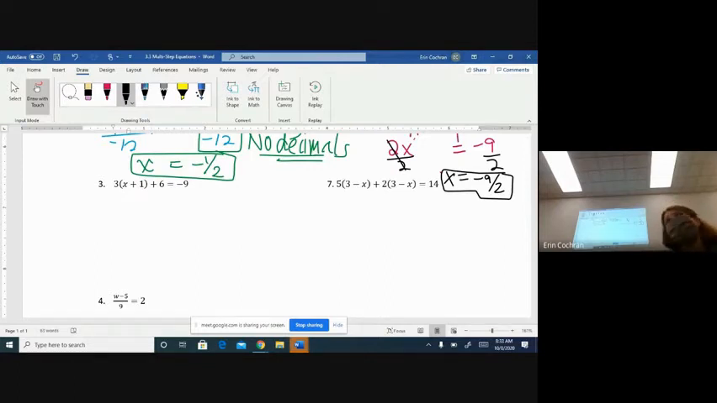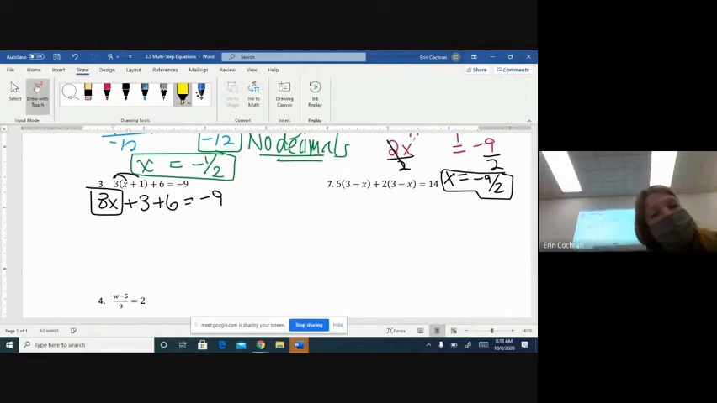All right, so what would my first step be here? Good. Distribute the 3. Yep, 3 times x, 3x, and 3 times 1, 3, plus 6 equals negative 9. Now, do we have like terms? Yes, and what are my like terms? 3 and 6, and they're on the same side, so I'm just going to combine them. Yep, so 3 plus 6 is 9 equals negative 9.